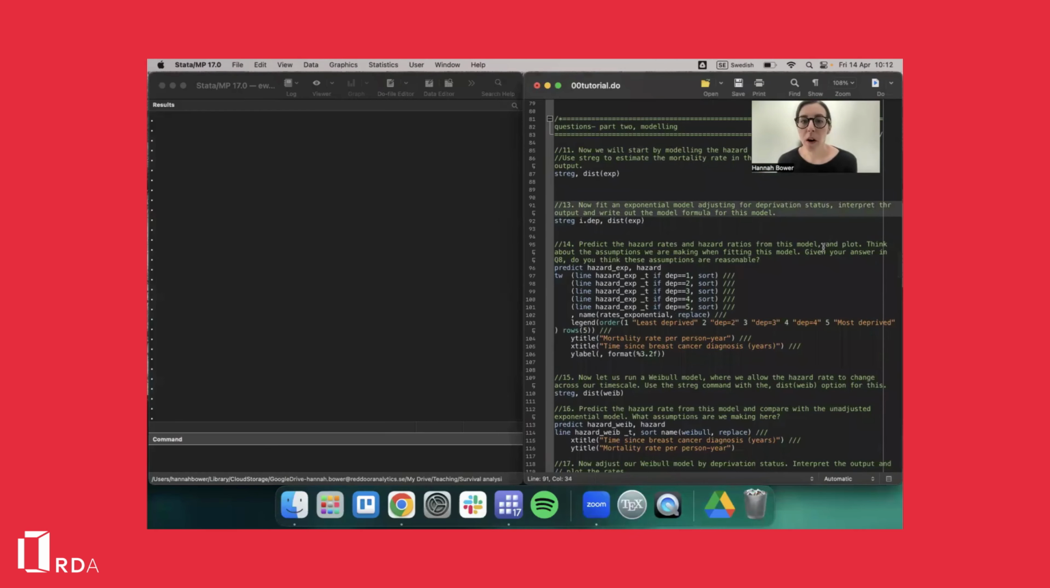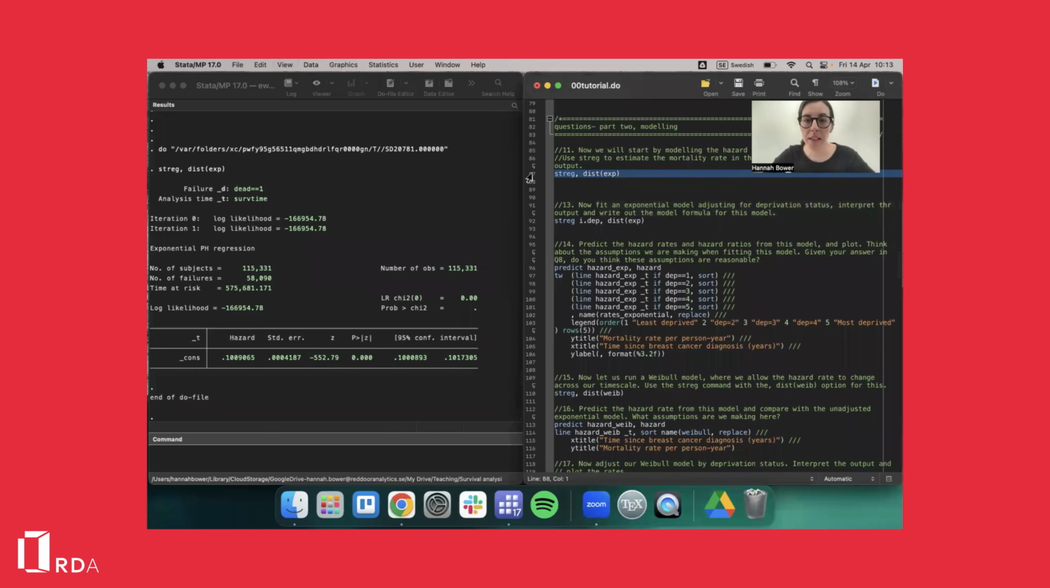Okay, so let's move on to part 2 where we start to model our data. We're going to start by modeling the hazard by using the sdreg command, and we're going to use an exponential distribution. We're going to estimate the mortality rate using this. So if we run the command sdreg with the option distexp, distexp stands for distribution exponential. This tells Stata that we want to fit an exponential model.